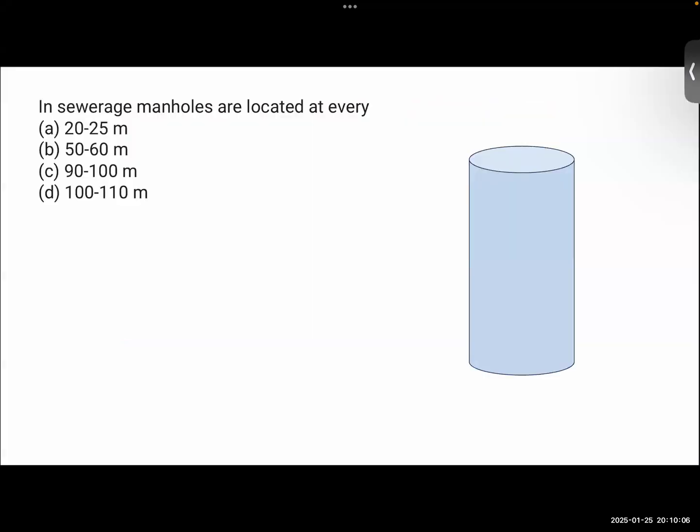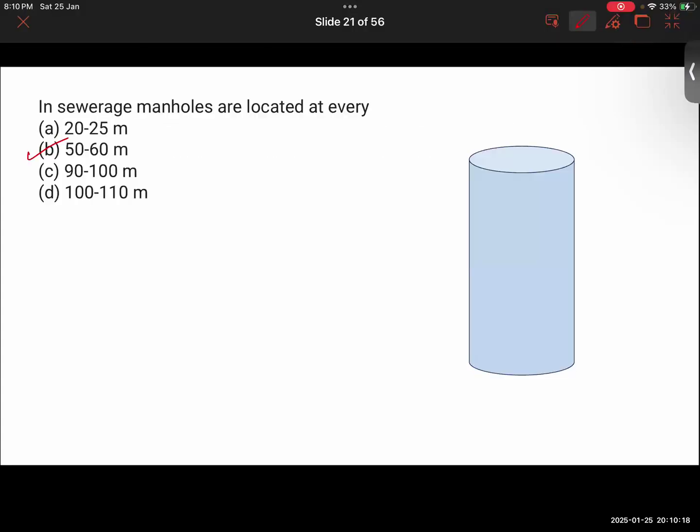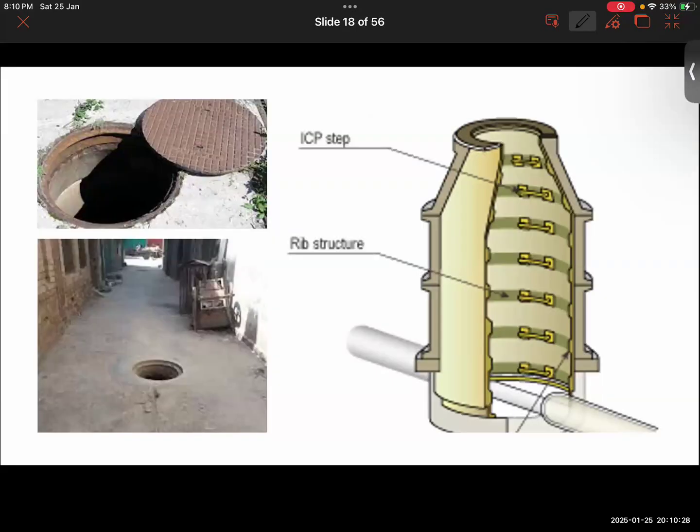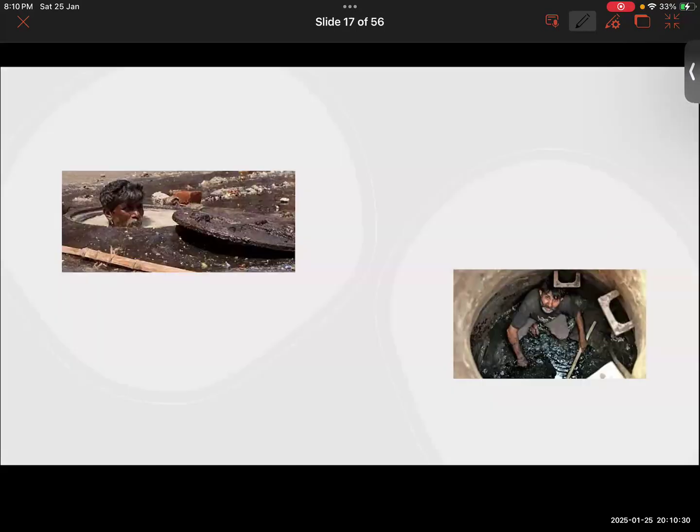Answer this question. Storage manholes are located at every 50 to 60 meters. 50 to 60 meters, good. And it's basically a vertical section like this, right? And in fact, it has stairs in this, like this one. But in India, like the one that you saw over here, it does not have any stairs inside this, right?